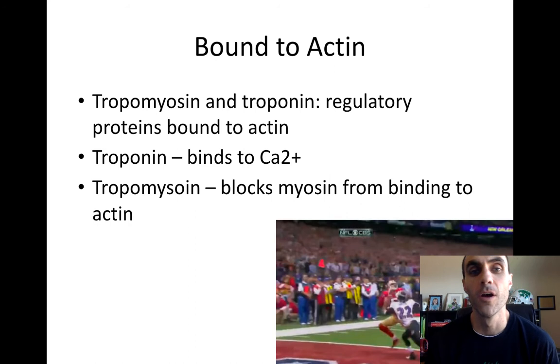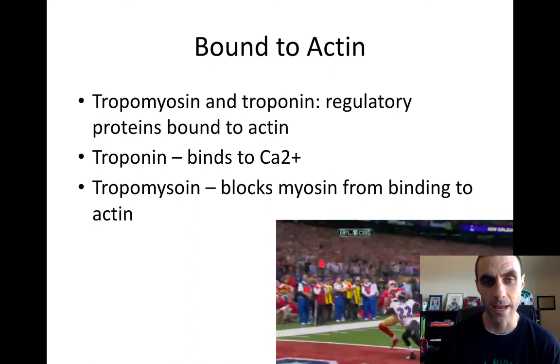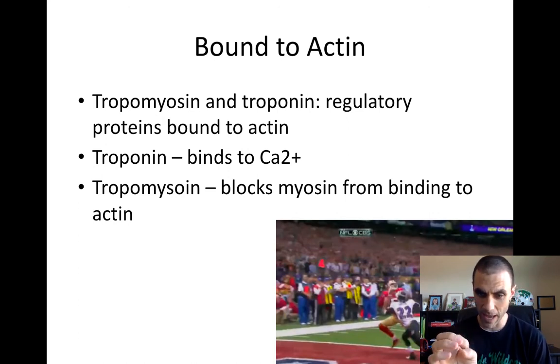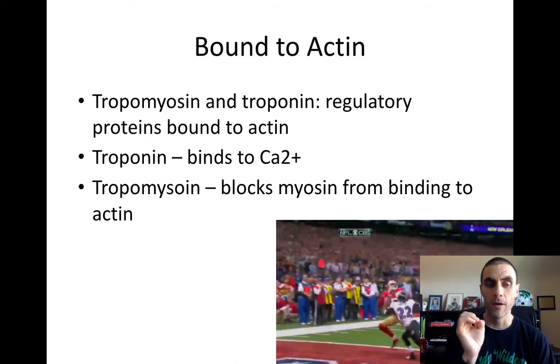Anyways, so tropomyosin and troponin, they're bound to actin. We call them regulatory proteins. All right, and here's their general function. I'll explain how they work. Troponin binds to calcium. Deal? So troponin has a little spot that wants to bind to calcium ions. Now it's associated with this thing called tropomyosin.